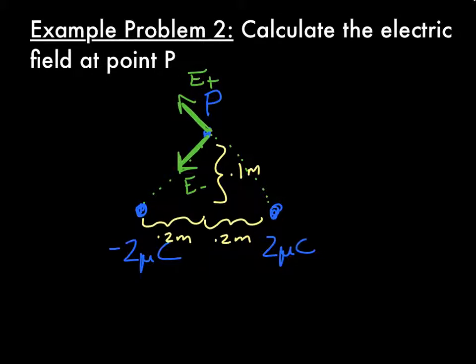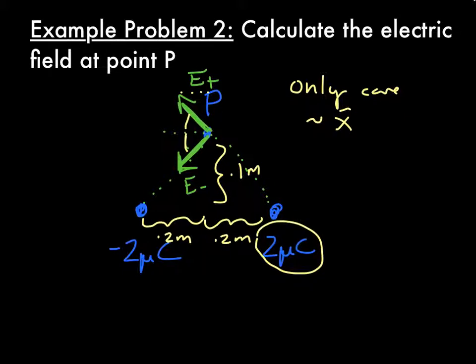Now, in this problem, we're going to use vectors, but let's use a little bit of symmetry. You know that this angle right here, which I'll put in yellow, is equal to this angle. So the only component you're going to care about is the x component. Let's get the x component, and I'm going to start with the x component from this 2 microcoulomb charge. I'm going to zoom in on the picture a little bit.